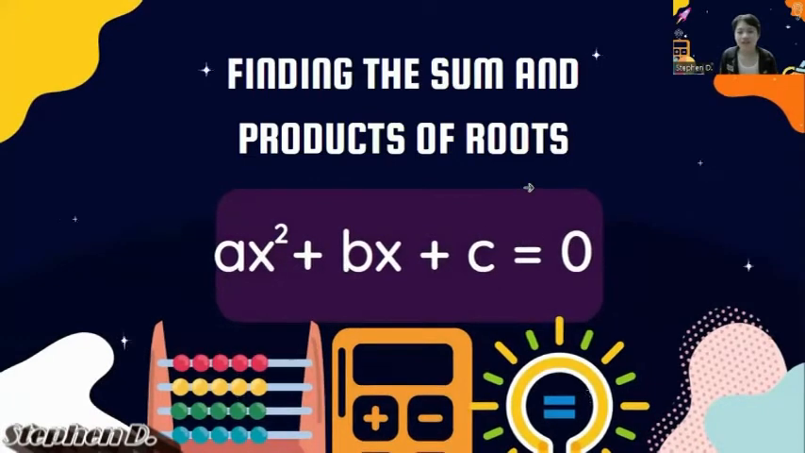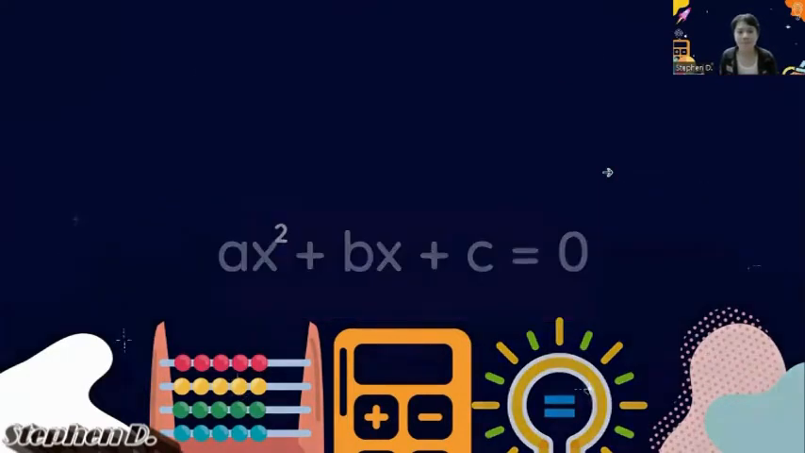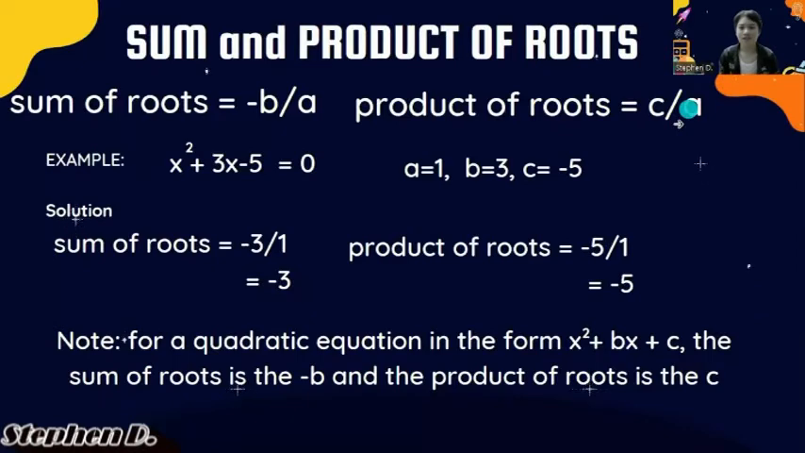Again, for finding the sum and product of roots, we need to remember the standard form ax squared plus bx plus c equals 0. Sum and product of roots. The sum of the roots is equal to negative b over a, our formula for that. And the formula for the product of roots is c over a.